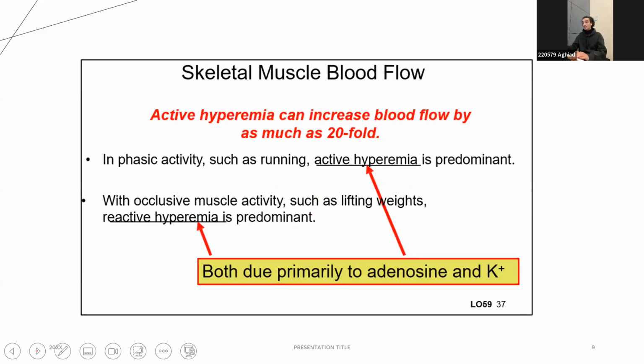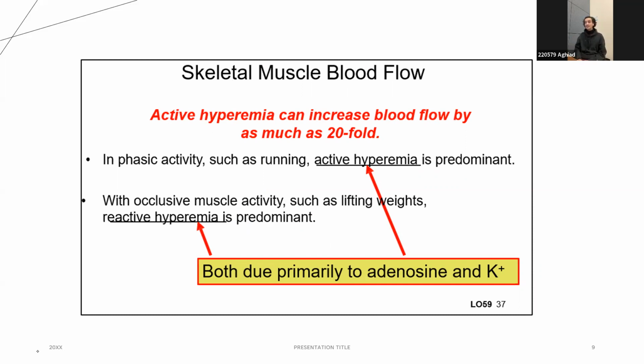Right. So skeletal muscle blood flow. I just want to make sure, is everything clear? Please type yes in the chat. I want everybody to be interactive, please. There are barely any people here anyway. All clear, tamam.